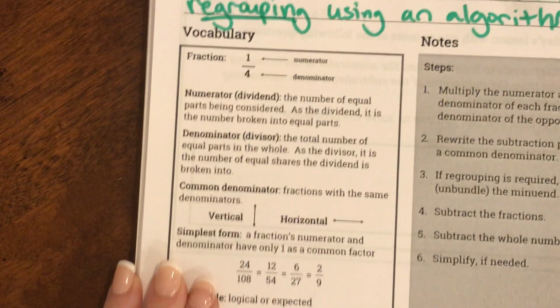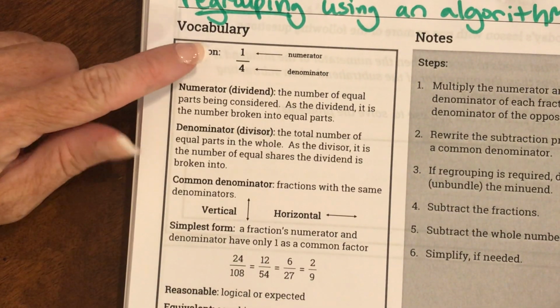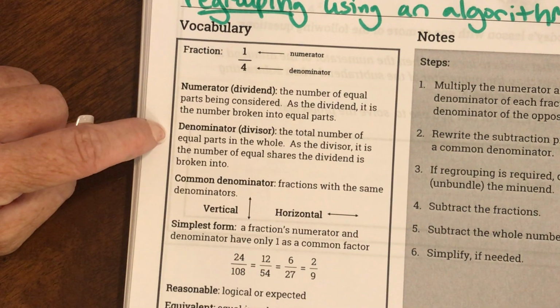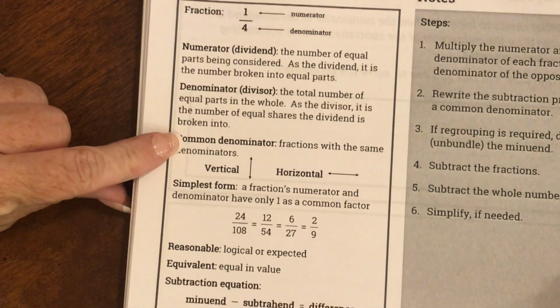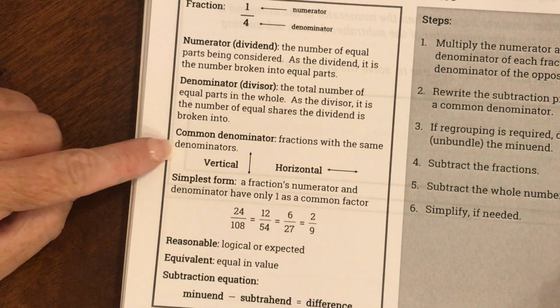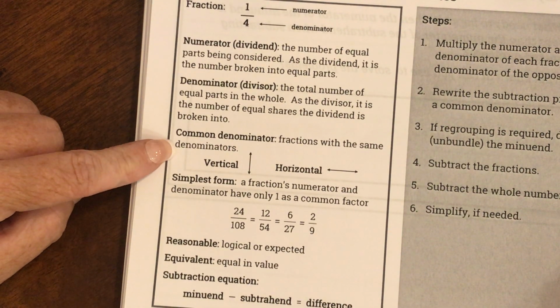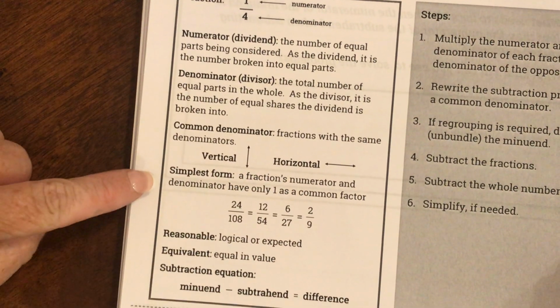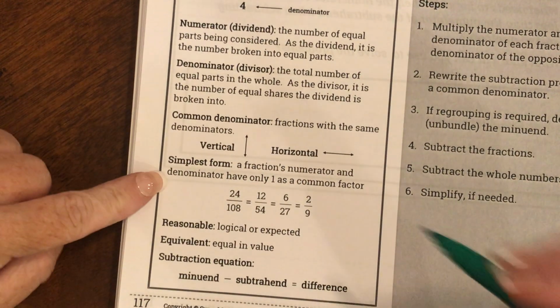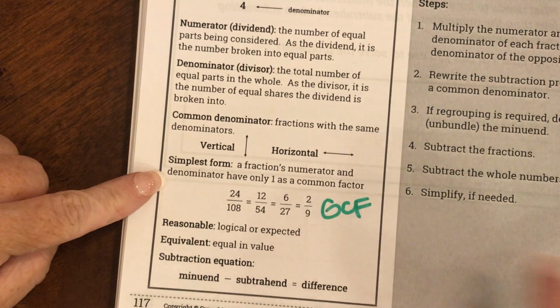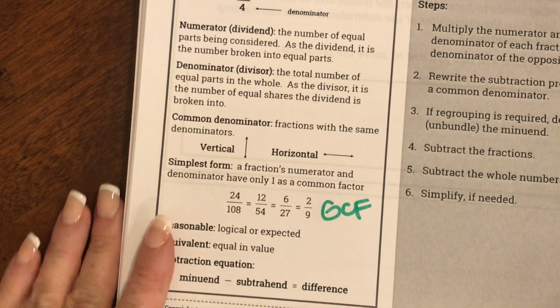Okay, so let's look at our vocabulary. The first thing I see is they're reminding us what a fraction looks like, the two parts of a fraction, a numerator and denominator. They're reminding us about common denominators because when we add and subtract fractions, we always need common denominators. They're reminding us just what vertical and horizontal looks like. Simplest form, we were using the GCF, the greatest common factor, to get to simplest form, and then we're not going to worry about these.